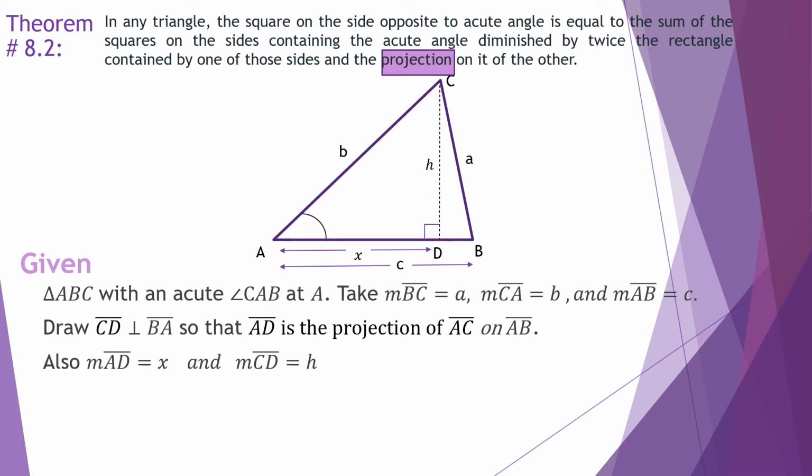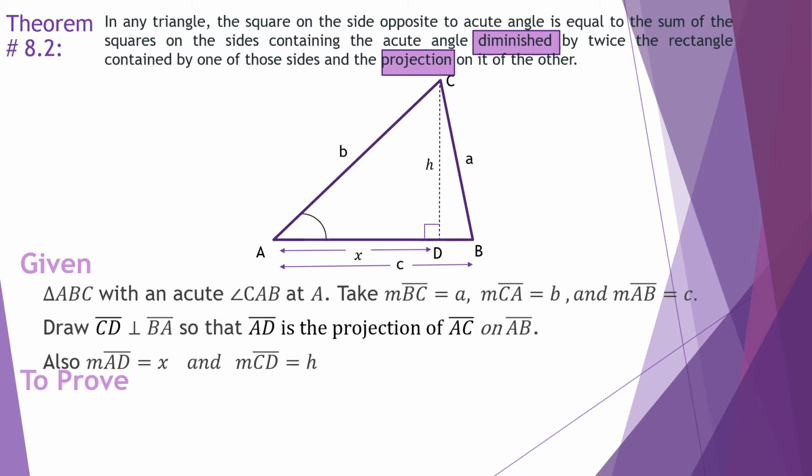Now let's see what we have to prove. The statement says square of the side opposite to acute angle. The diagram shows that the opposite side of the acute angle is BC. So we will write measurement BC whole square.